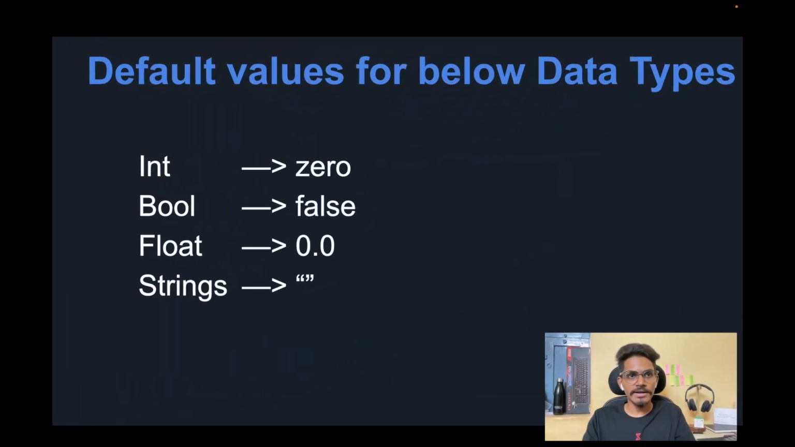We will try to understand what the default values are for the below data types. So int 0, bool false, float 0.0, and strings empty string. In the case of Java or Python, we have seen that if we are not initializing any value to the declared variables, then it is going to have a garbage value. But in the case of Golang, it is going to have its own default values instead of a garbage value. That's the beauty of Golang.